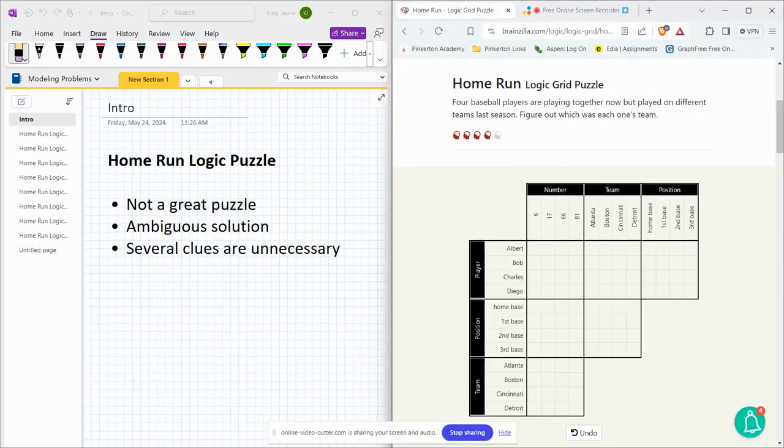All right, so somebody asked me to do a video for this home run logic grid. This is on Brainzilla. This is the puzzle. You can see it's meant to be more of a difficult puzzle. Just as we start out, I want to tell you, first of all, I don't like this puzzle. I didn't think it was very good.